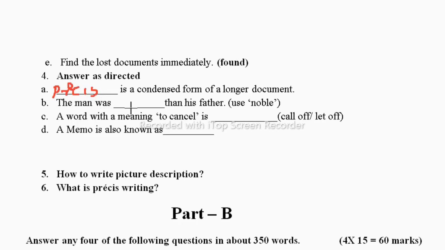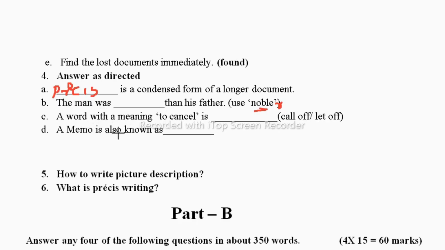Next one, the man was dash than his father. Use noble. Then if you get then, this is from degree of comparison. That means you are comparing someone's quality with another one. So the man was nobler than his father. Simply you need to add R to it and write this nobler here. So if you get then, that means you need to write comparative degree. That is the second degree of comparison.